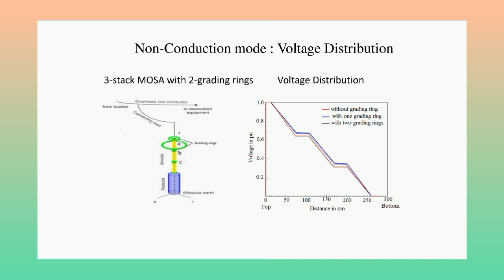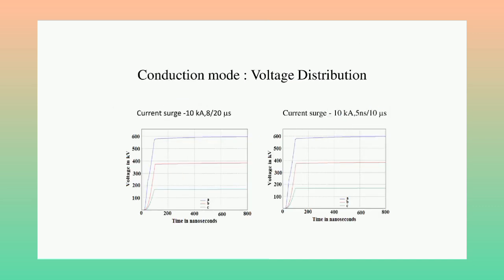Voltage distribution without grading ring, with one grading ring, and with two grading rings is presented. In conduction mode, voltage distribution is given for different current surges: a current surge of 8/20 microsecond, 10 kiloampere, and a current surge of 5 nanosecond front time and tail time 10 microsecond, 10 kiloampere magnitude.